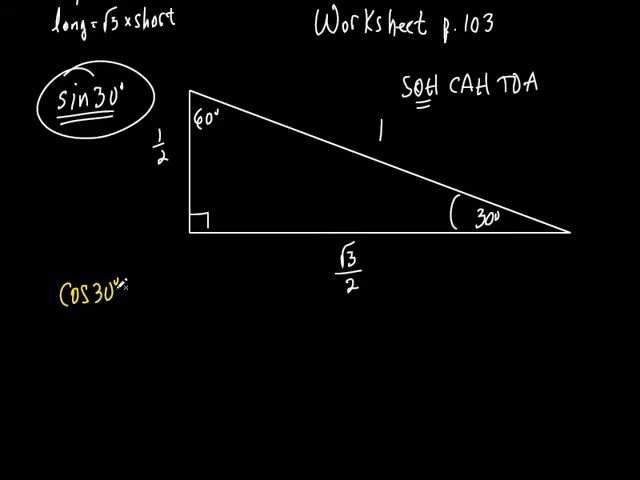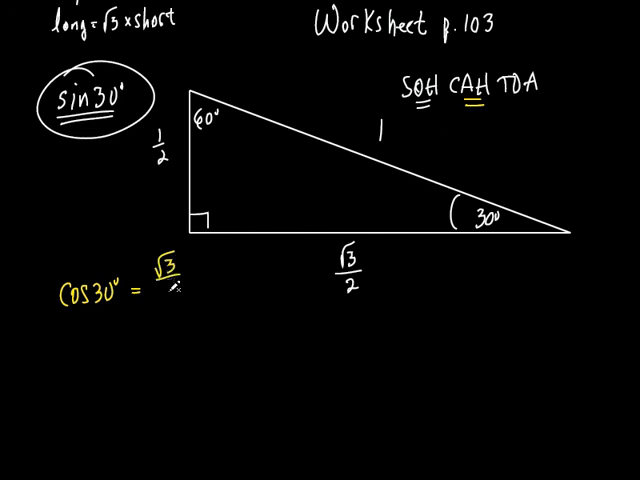Let's try this again. We've already set this thing up. I've got the hypotenuse as 1, this short side as a half, and the longer side as the square root of 3 over 2. This time, I'm going to ask you for the cosine of 30 degrees. Well, what's the cosine equal to? It's the adjacent over the hypotenuse. So let's put those numbers in. What is adjacent to the 30 degrees?